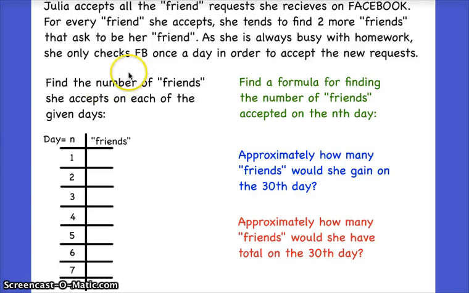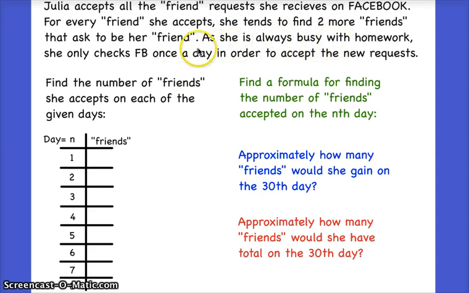Alright, this video is going to discuss the idea of exponentials. And this is an example here on the first page of a place where you might see an exponential. Julie accepts all the friend requests that she receives on Facebook. For every friend she accepts, she tends to find two more friends that ask to be her friend. So there's sort of two referenced friends.